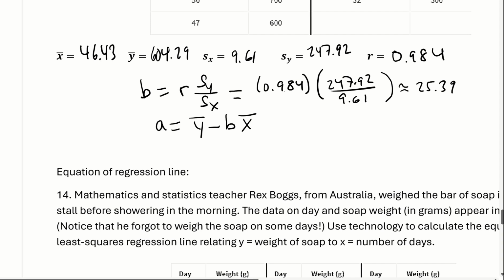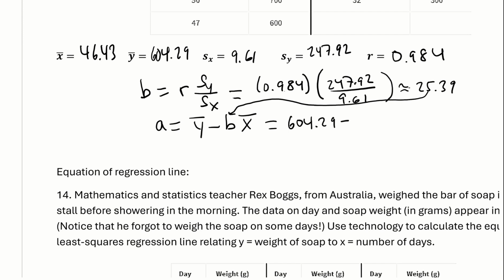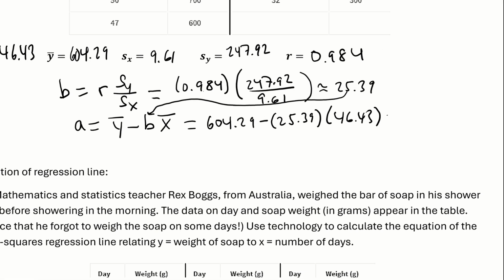Now to calculate A, the formula for that is Y bar minus B X bar. Again, you don't have to memorize the formula. These will be given to you. So now you can plug those in. You're going to plug in B, and you're going to plug in your Y bar and X bar into that formula. So Y bar is 604.29 minus the B that we just found, the 25.39, times the X bar, which is 46.43. And then we do that on the calculator, and we get negative 574.57.